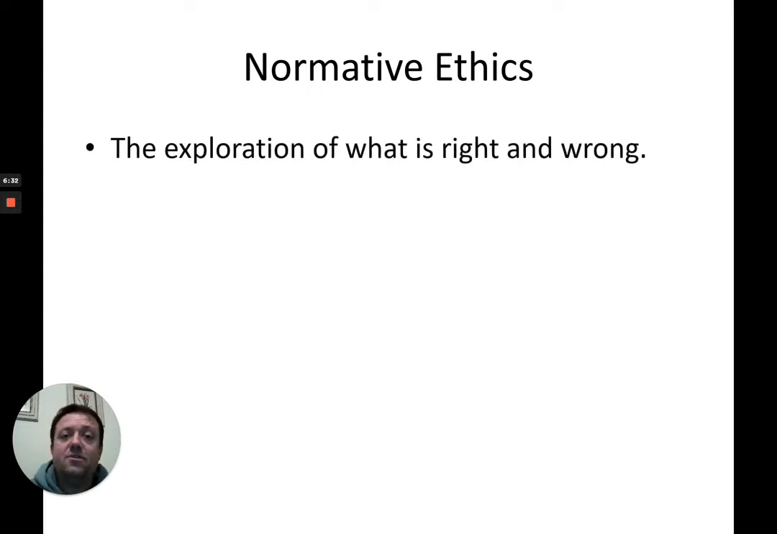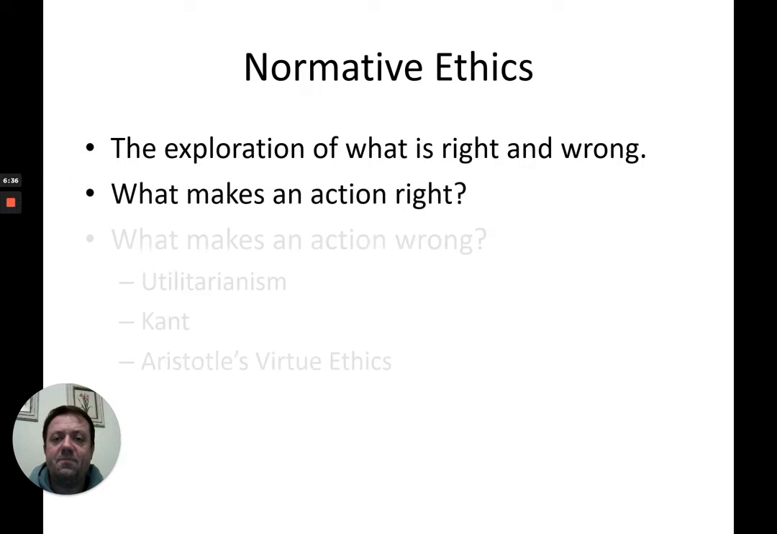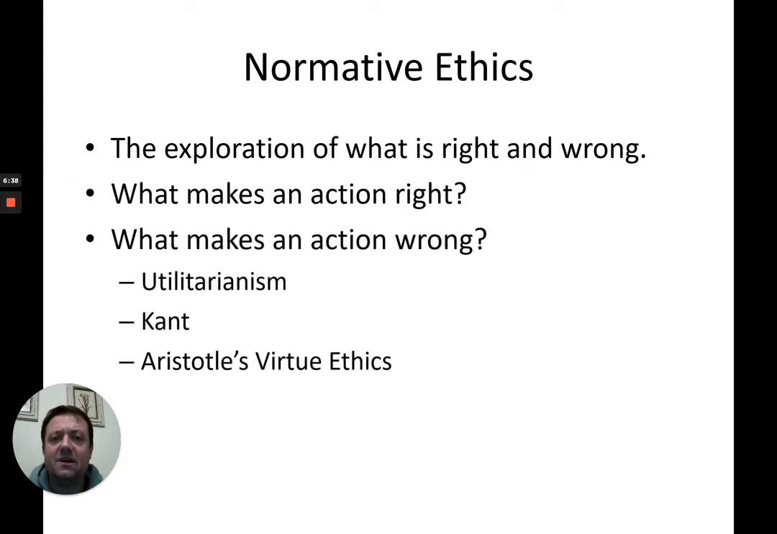So as I've said, normative ethics is the exploration of what is right and wrong. But what makes an action right? Well, in the case of utilitarianism, as I've said, it's what creates the most aggregate happiness or the most cumulative happiness and at the same time minimises pain. Kant obviously takes a different approach that we'll look at in subsequent videos, and again Aristotle takes a different approach to both utilitarianism and Kant.